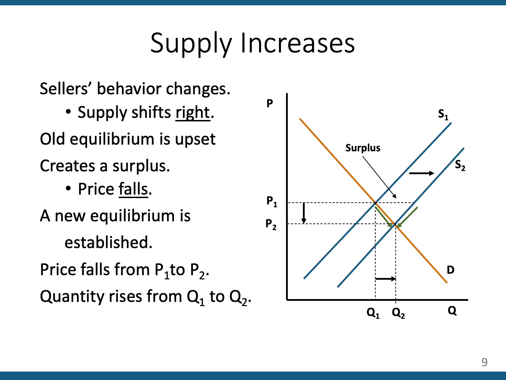All suppliers, all natural gas drillers want to produce more at any given market price. And look at what happened to the market price. This is exactly what happened. Lowered the market price for natural gas.